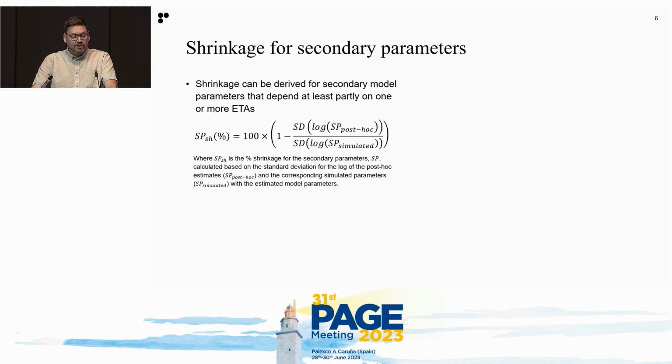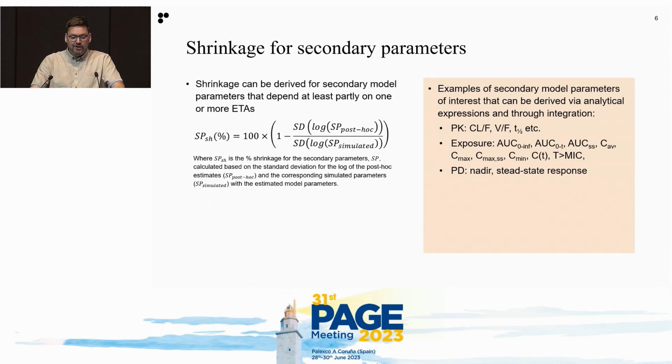Shrinkage can be derived for a secondary model parameter that depends on one or more random effects by defining it, in percent, as 100 times 1 minus the standard deviation for the log of the secondary parameter based on the post-hoc parameters, divided by the standard deviation for the log of simulated secondary parameters based on the same applied model.